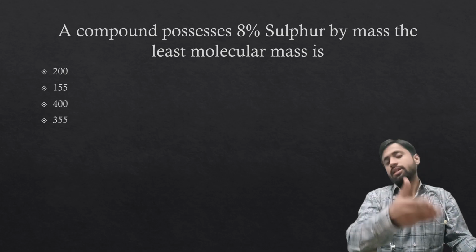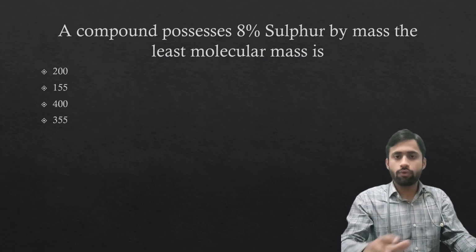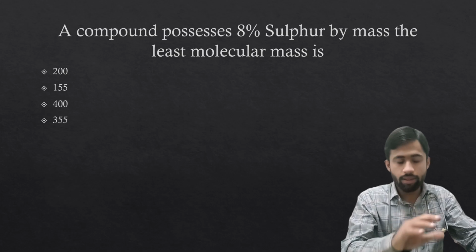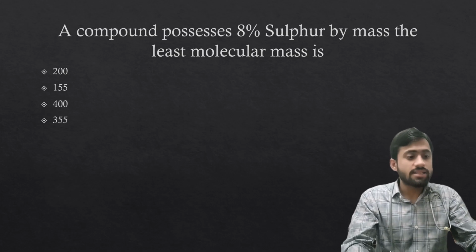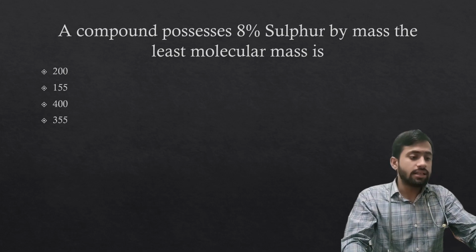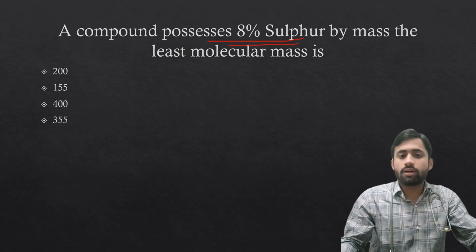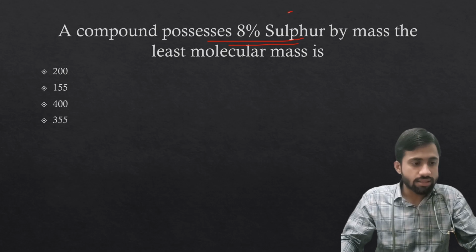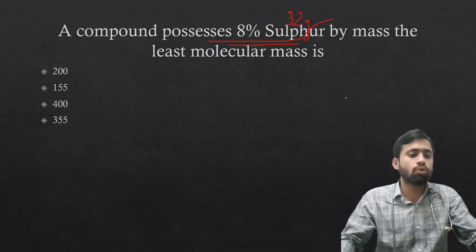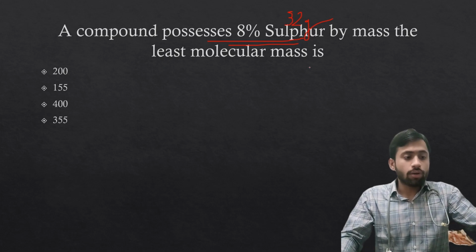Oh, this question is a good question. If you can understand the question, it is a really good question. A compound possesses 8% sulfur by mass. The least molecular mass is. So a compound possesses 8% sulfur. What is the molar mass of sulfur? It is 32 grams per mole. The least molecular mass is.